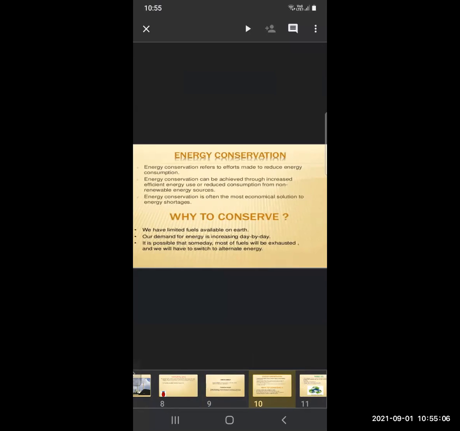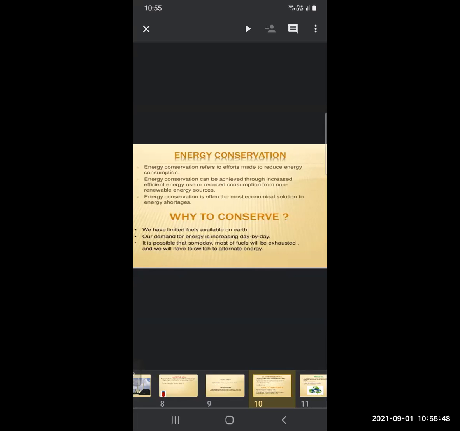Why we should conserve energy. Okay, electricity is generated, and we cannot do anything in our day-to-day life without it. We need electricity for each and every purpose. Energy conservation refers to efforts made to reduce energy consumption. Energy conservation can be achieved through increased efficient energy use or reduced consumption from non-renewable energy sources. Energy conservation is often the most economical solution to energy shortages.